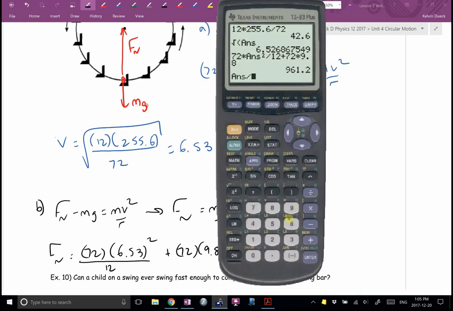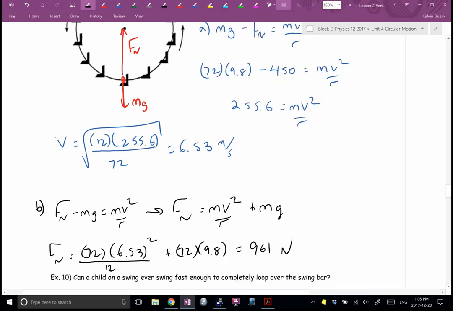Or if I wanted to put that in kilograms at the bottom, this person feels like they have a mass of 98 kilograms instead of 72 kilograms. You'd feel it. This ride here is a pretty good roller coaster. This would not be a boring roller coaster. Oh, it's got some oomph to it.